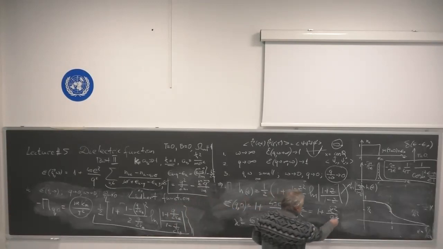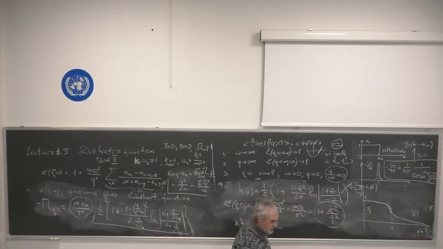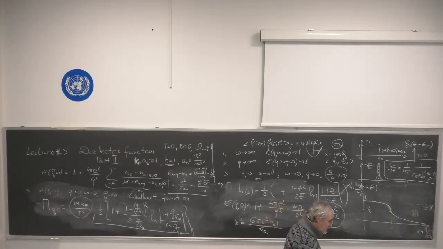This is another very important shape of the dielectric function. You see the dielectric function diverges at small q. Not like in dielectrics. In dielectrics, the dielectric function remains a constant. For metals, the dielectric function diverges at small q. What does it mean physically? What kind of physical consequences does it have?